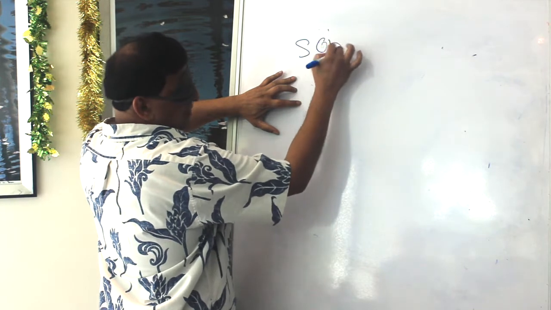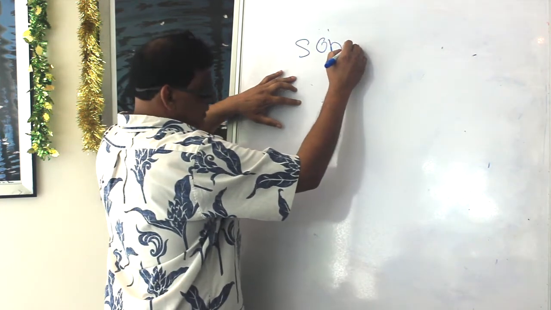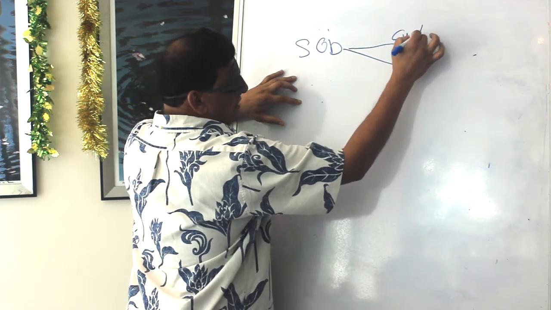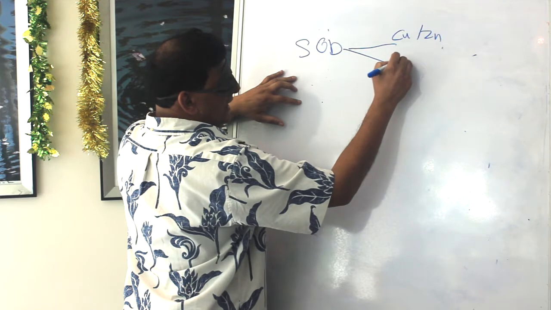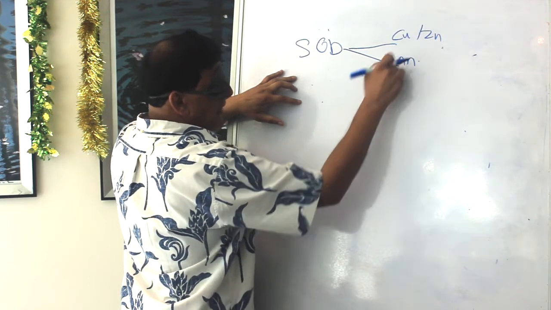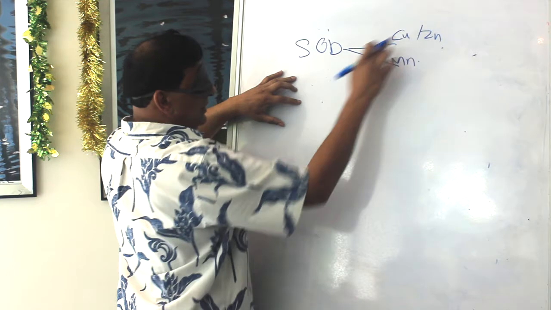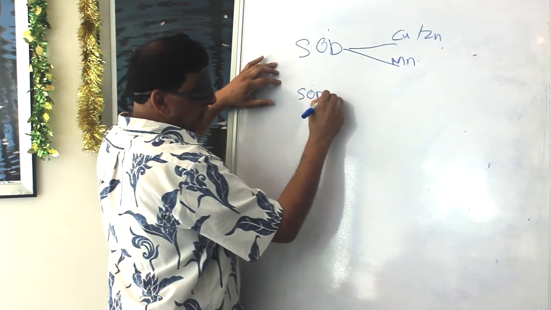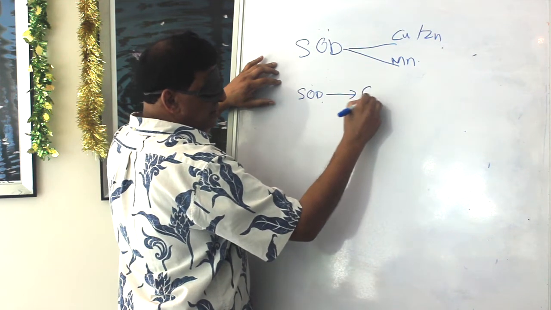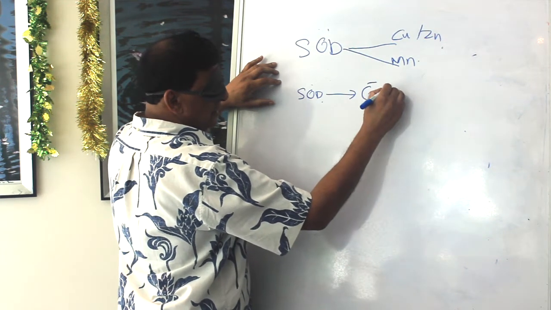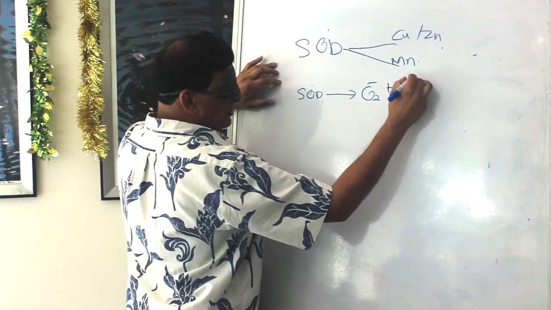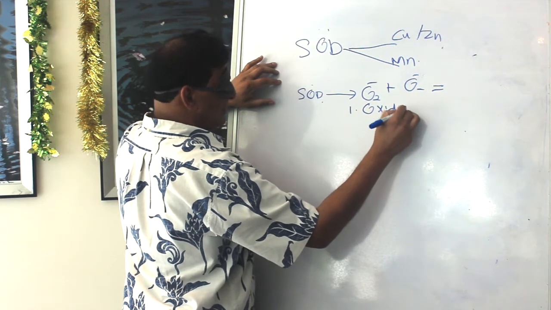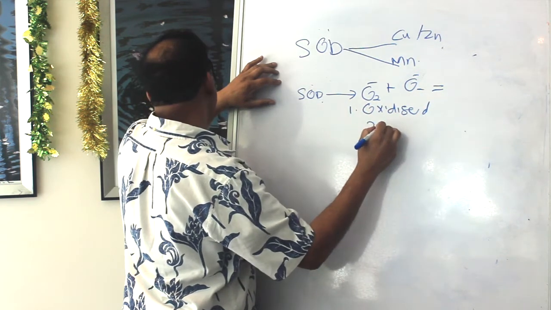SOD is superoxide dismutase. Okay, and it has got two components. The first component is the copper zinc component. The second component is manganese. Manganese comes in the mitochondria, and the copper zinc comes in the cytoplasm. So when you have SOD, it has two similar molecules. When you add two similar molecules, one has to be oxidized and the other has to be reduced.